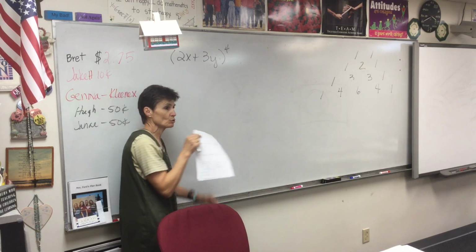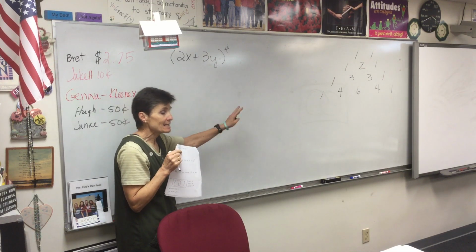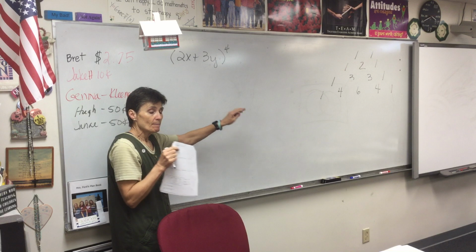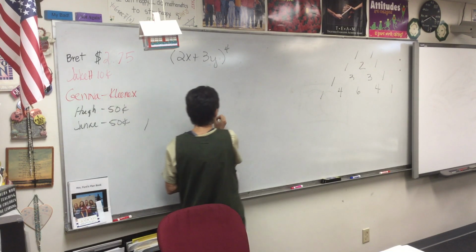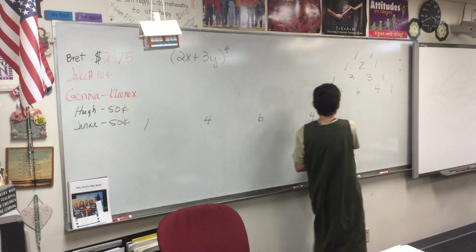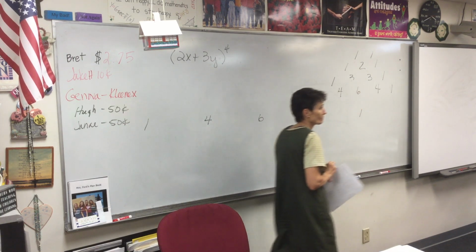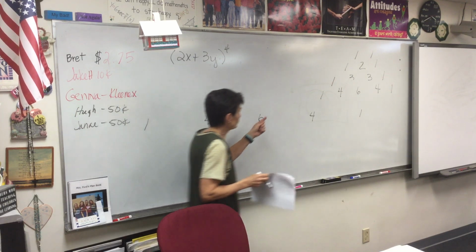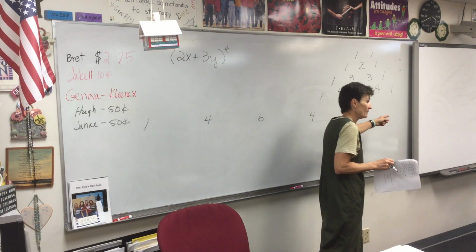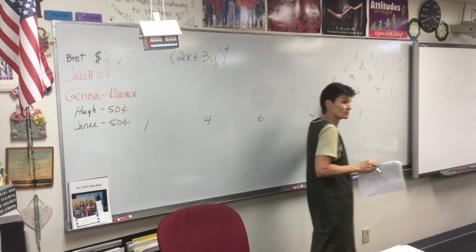If this is your quiz question, you do not need any more than that, because since this is to the 4th power, I only need the 4th row of numbers. Now, if it's to the 5th power, then you will need the next row. If it's to the 3rd power, then you only need this row.